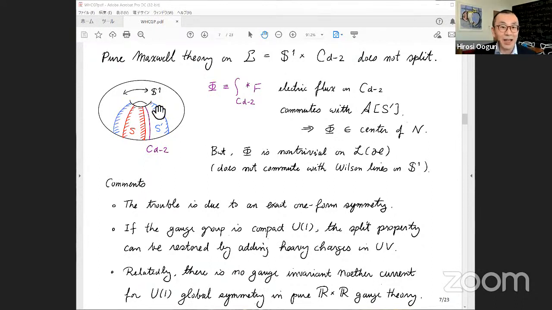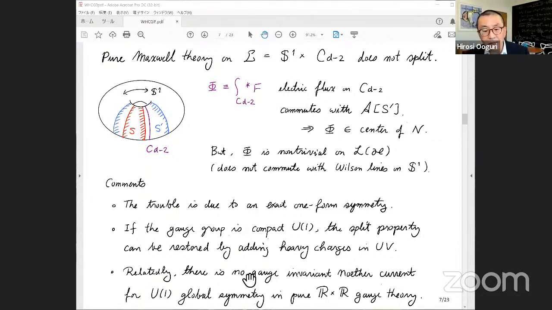Now we can ask, Nati, what happens if you put this theory on the lattice? This is closely related to the fact that this theory has a one-form global symmetry. This operator is actually a global symmetry. The conservation of the one-form symmetry is related to the fact that the generator of this one-form symmetry is making this center non-trivial in some sense. And as soon as you introduce charges, this one-form symmetry is broken. Therefore the split property is restored.